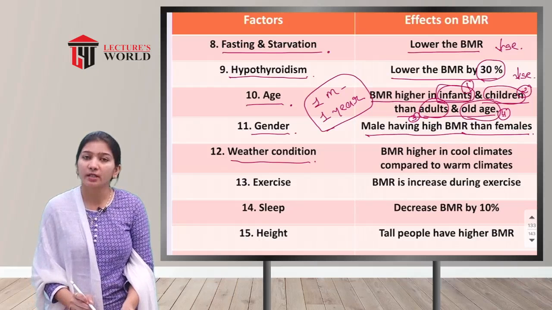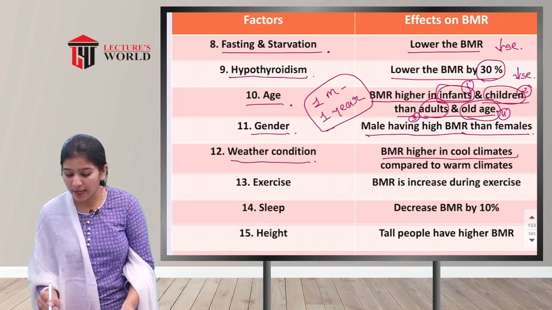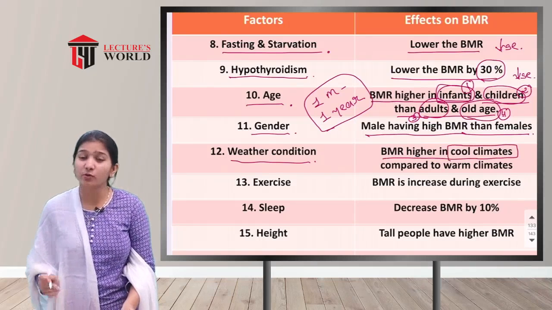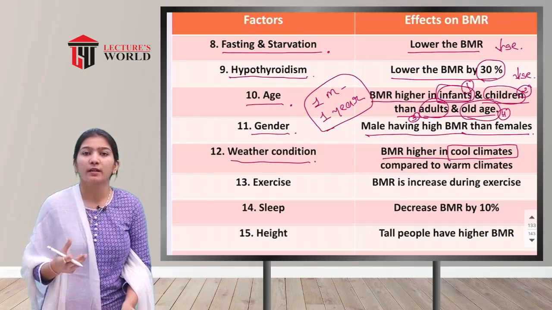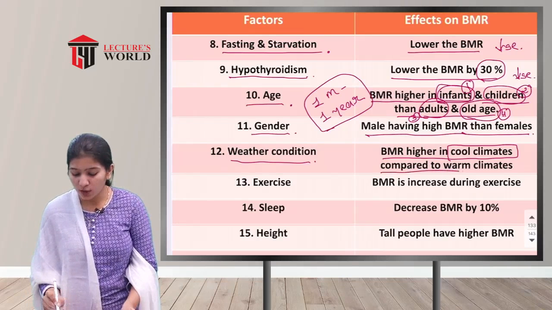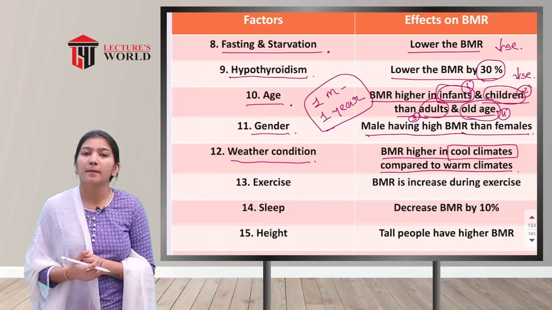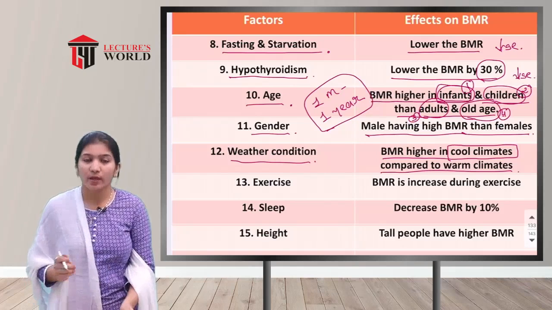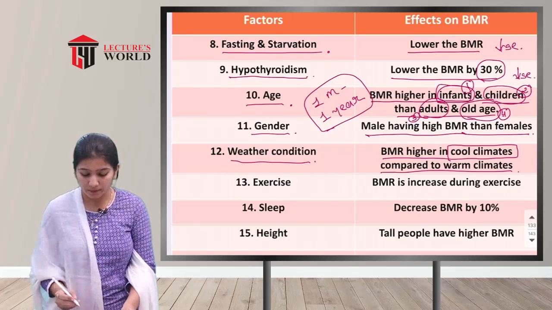So in the weather condition, BMR is higher in cool climates. In the winter season especially, we feel more hungry compared to the summer season, compared to the warm climate. So BMR is higher in the winter season, and BMR will be decreased or lower in the summer season. So weather condition also affects your rate of metabolism.